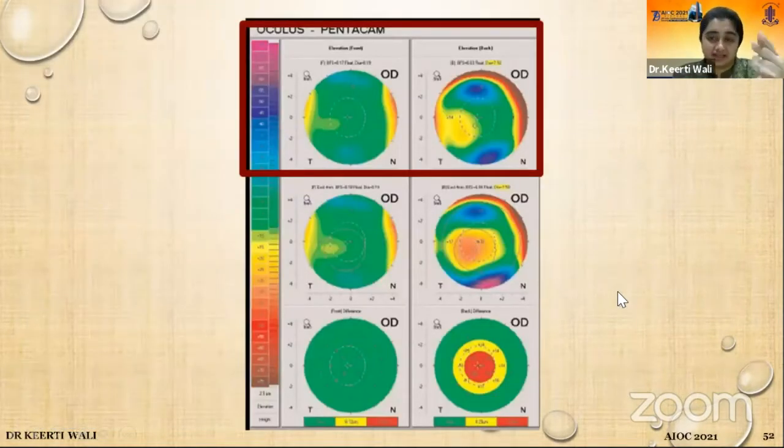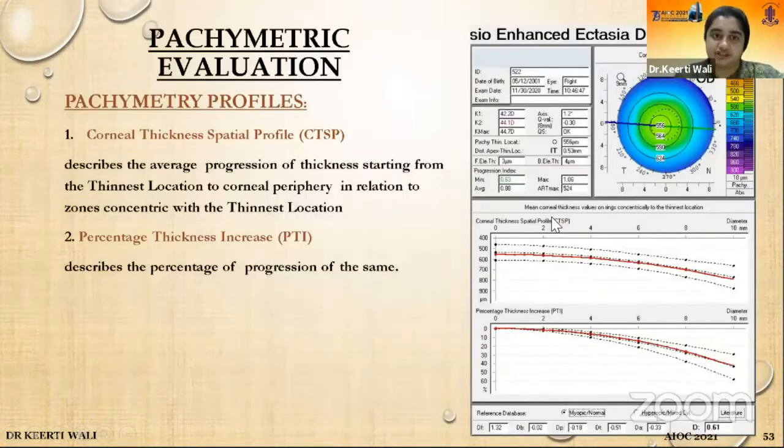Okay, so in this case, you can see that the difference is very significant, and this is made clear cut in the third zone. It is shown by red color. So this is how the Belin Ambrosio enhanced ectasia display helps us identify early keratoconus patients.